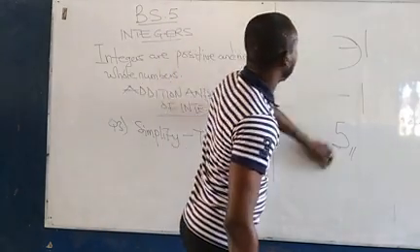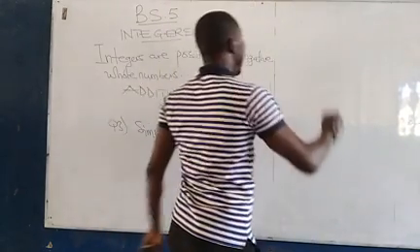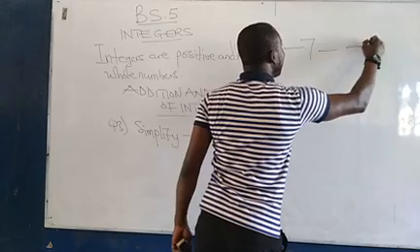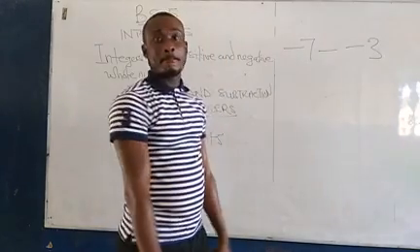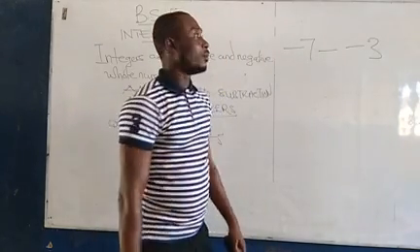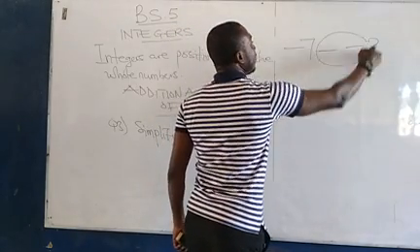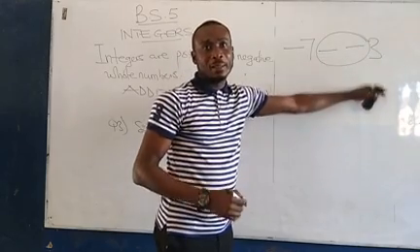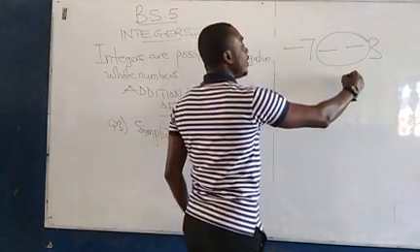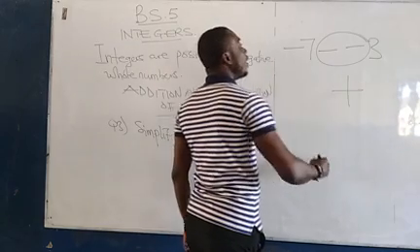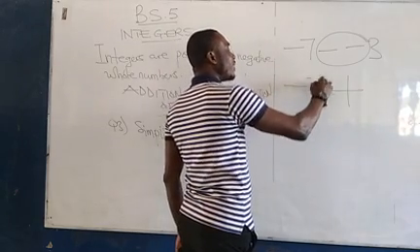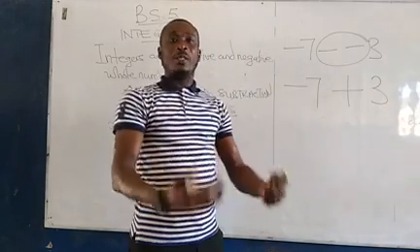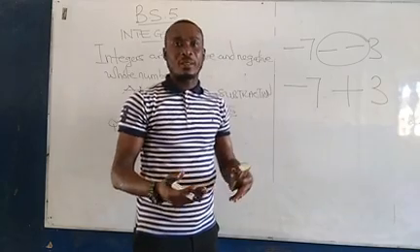Let's try more. I have negative 7 minus negative 3. Again, we could see two negatives in between the first number and the second number. So what happens to the two negatives in between? It will tend to addition. And our first number still remains negative 7. And the second number becomes what? 3. It brings us back to the first concept.